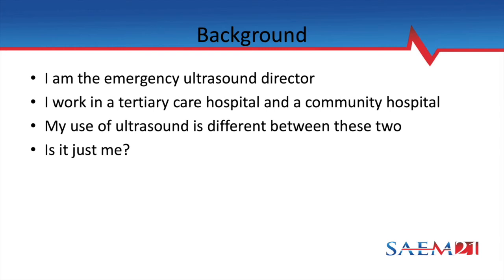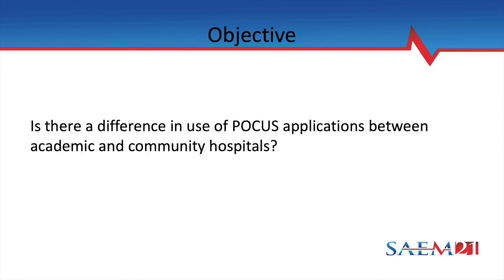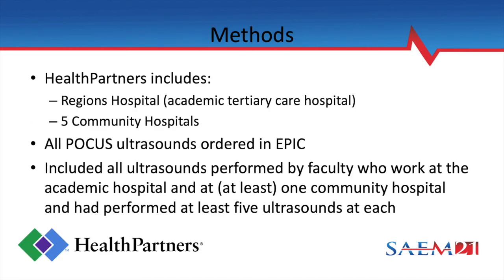The background for this is that I'm the emergency ultrasound director at a tertiary care hospital. I work here and at a community hospital, and I've noticed that my ultrasound use is different between these two settings. What I wanted to figure out is, is this just me, or were there differences among my colleagues as well? The objective was to determine, is there a difference in use of point-of-care ultrasound applications between academic and community hospitals?